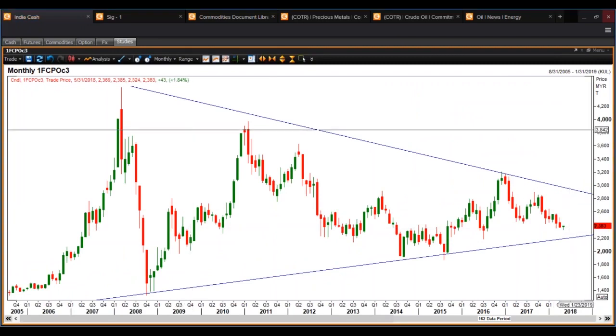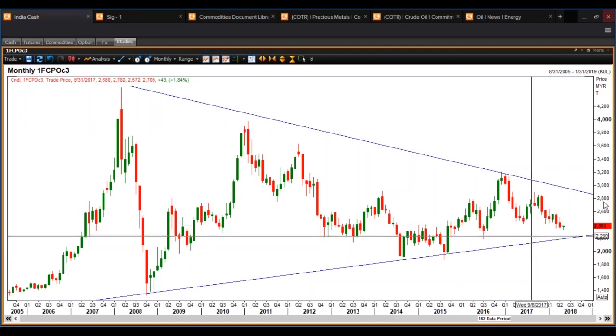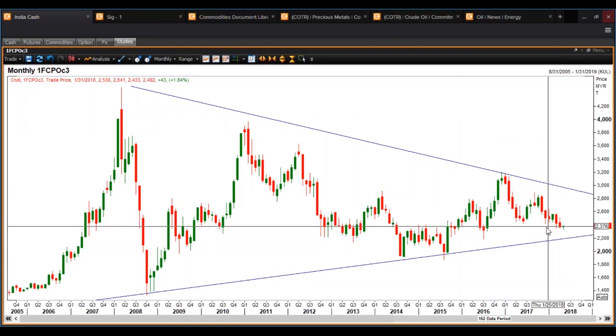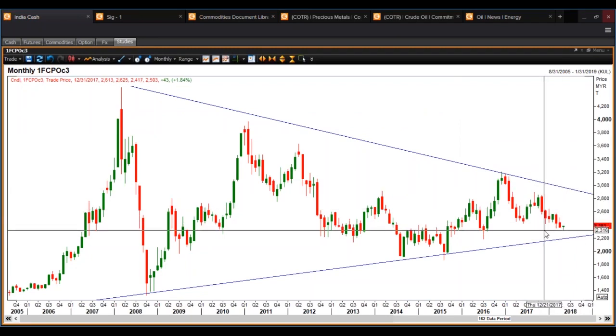I think that can take a support. So yes, at this point of time, if 2300, 23.5 is being held on to, it may see a short-term rebound to 2450, 2460.